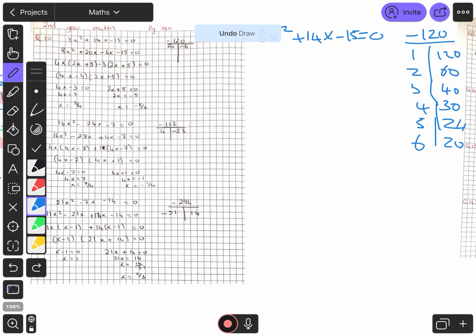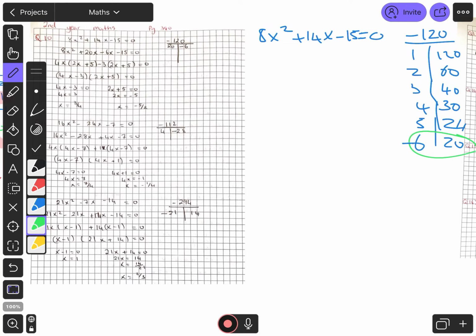And just remember that, because this is negative, one of them has to be positive, one of them has to be negative. So this could have been minus 1 and 120 or 1 and minus 120. So just remember that these are all doubled. I'm just not going to write out the double of them. So I'm picking these two here. I need a plus 14, so it's going to be minus 6.